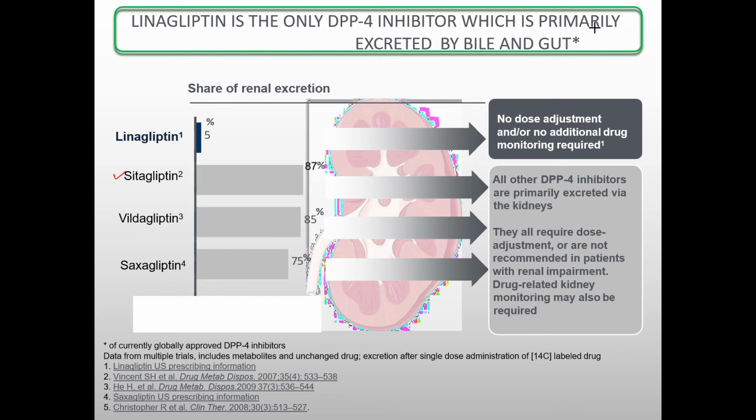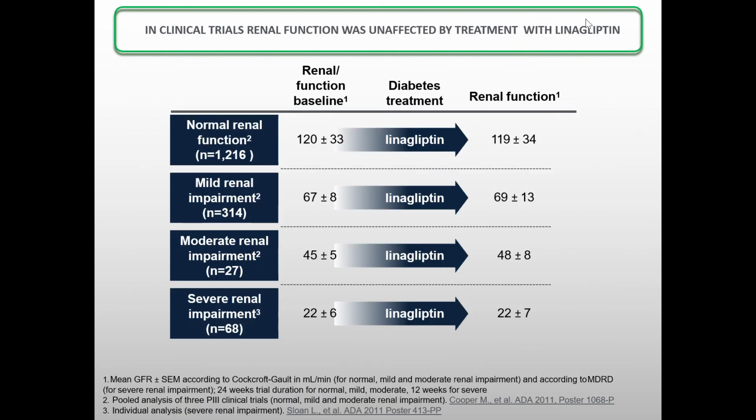Now we can see that all the DPP-4 inhibitors like sitagliptin, vildagliptin and saxagliptin are excreted primarily by the kidneys. Except linagliptin: in linagliptin only 5% excretion occurs by the kidney, and the remaining 95% occurs by bile or gut. So it is pretty safe in renal patients. Linagliptin requires no dose adjustment in kidney patients.